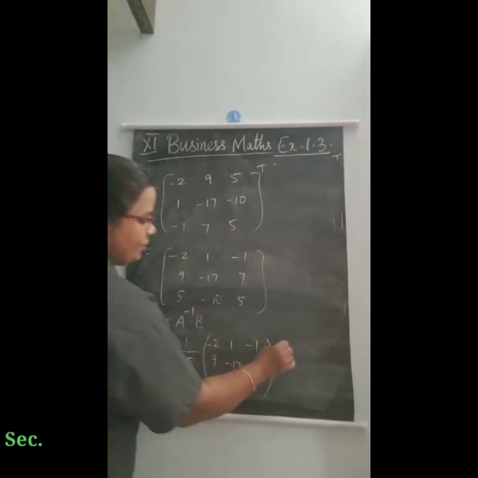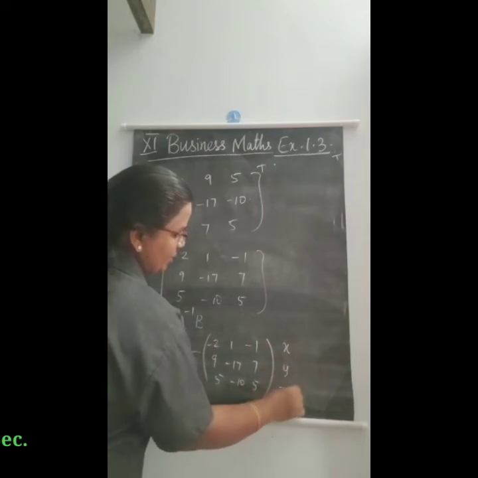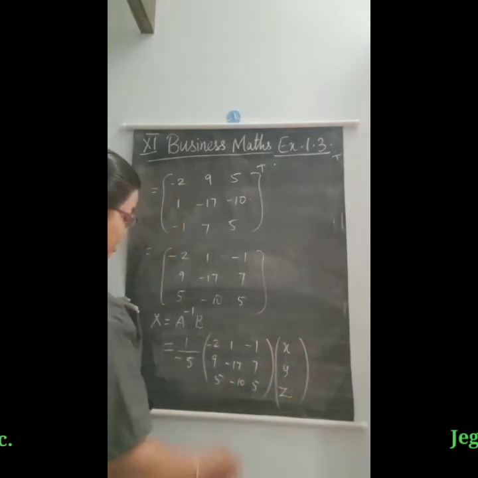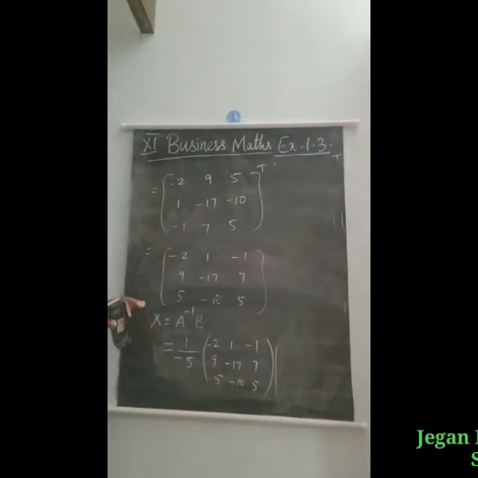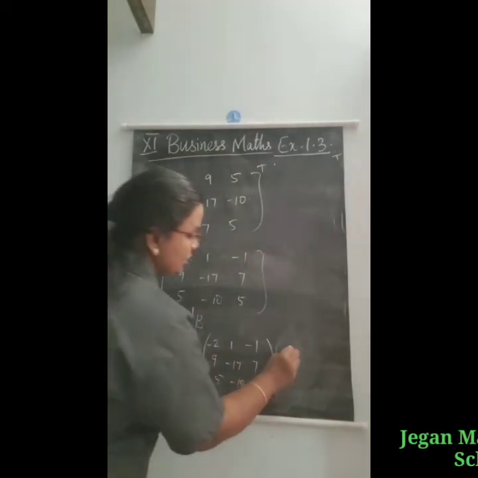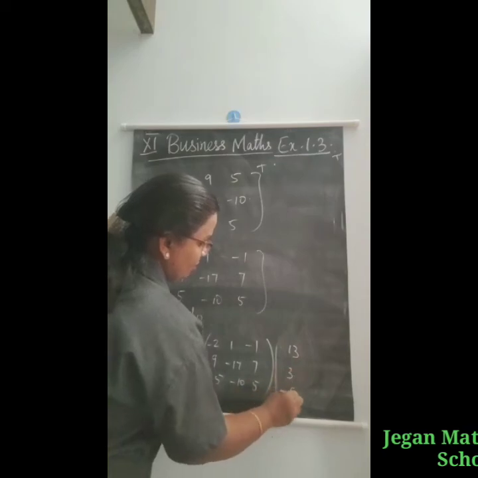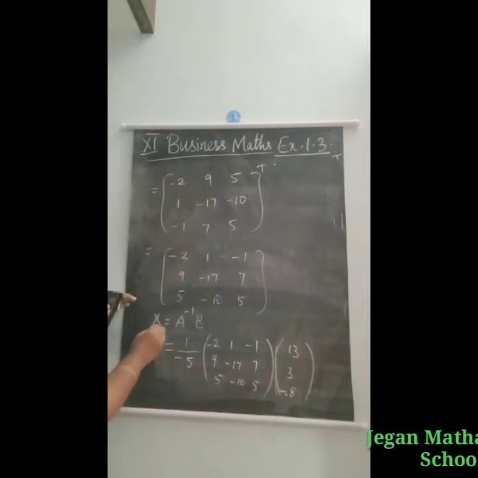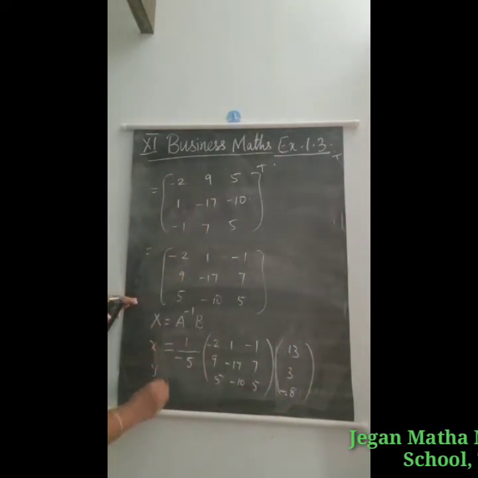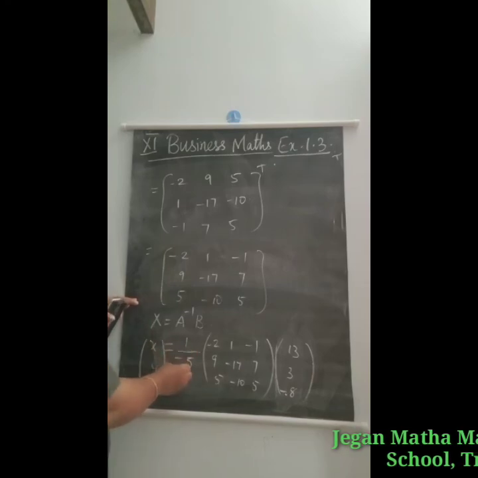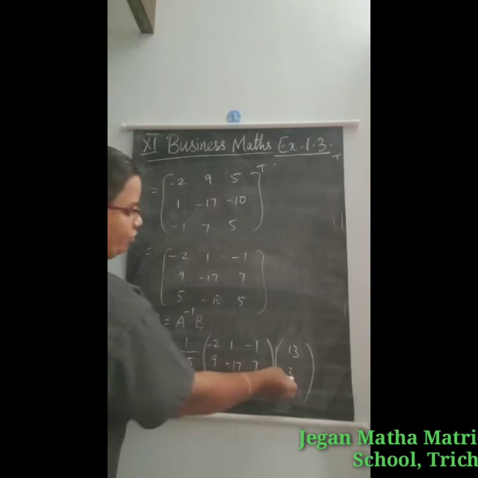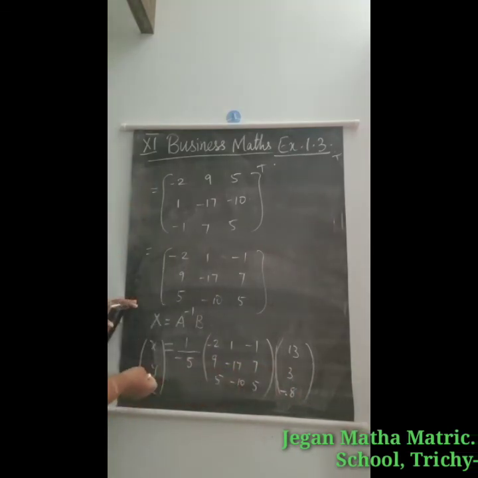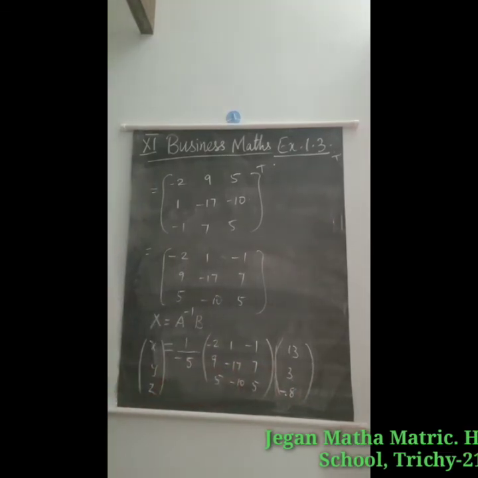And you have to multiply by the constant term. Sorry, not X, Y, Z, the constant term. What is the constant term? 13, 3, minus 8. So 13, 3, minus 8. Because here X, Y, Z are the unknowns. Now minus 1 by 5 into this is A inverse and this is B. We have to multiply, and we will get X, Y, Z values.